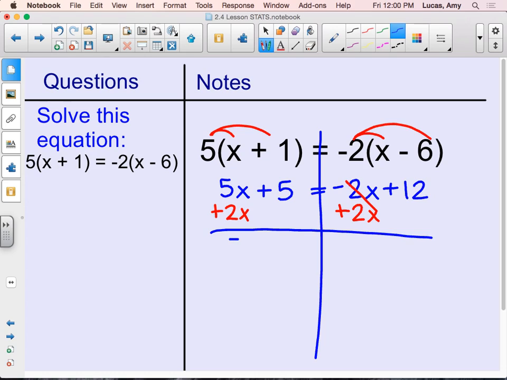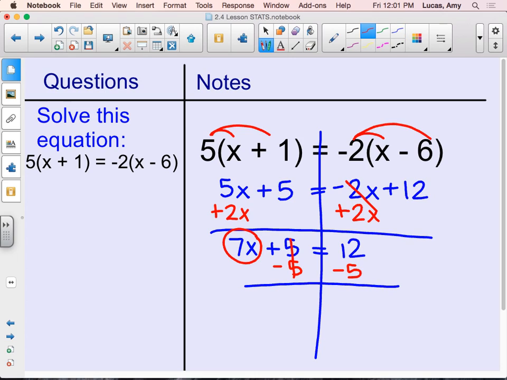So 5x plus 2x is 7x, plus 5 equals 12. Now I've got my variable part. I can subtract 5 on both sides. So 7x equals 7, and then divide by 7. 7 divided by 7 is 1, so x equals 1. So I distributed first on each side, then I needed to get my variables to one side in order to isolate it and keep solving.